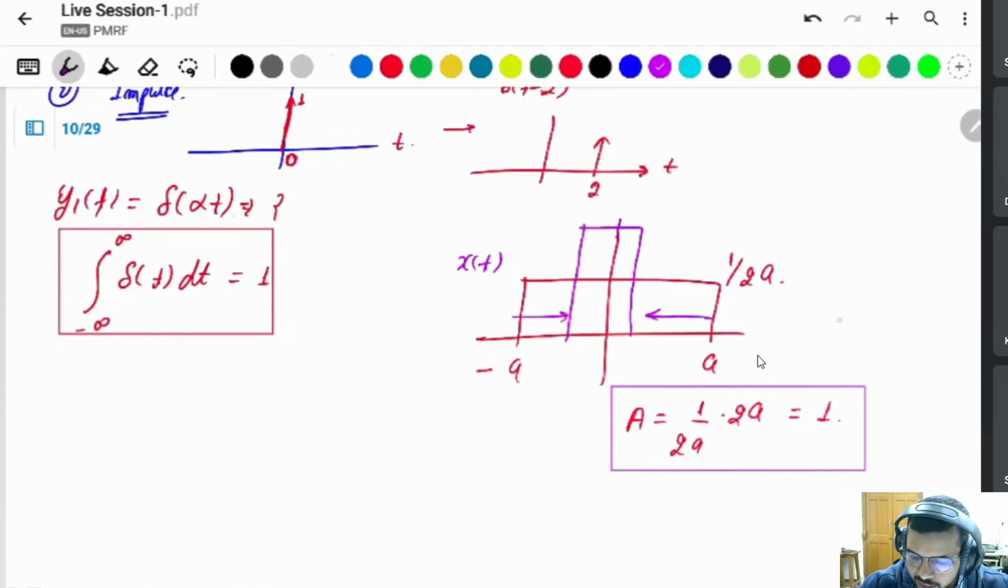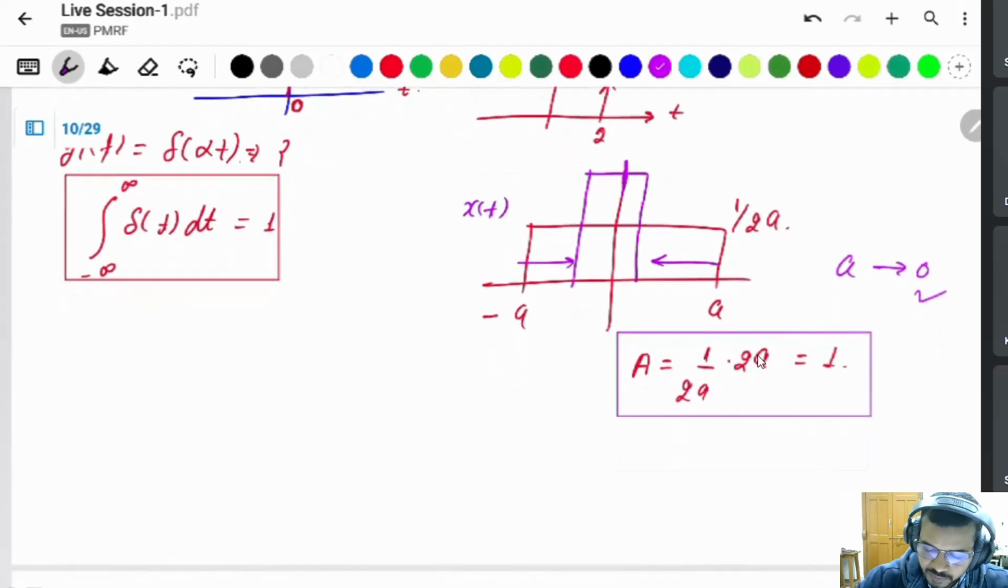It means a tends to 0. If you take a tends to 0, then what is the value of the y axis at the point of 0? It will increase by the same amount.